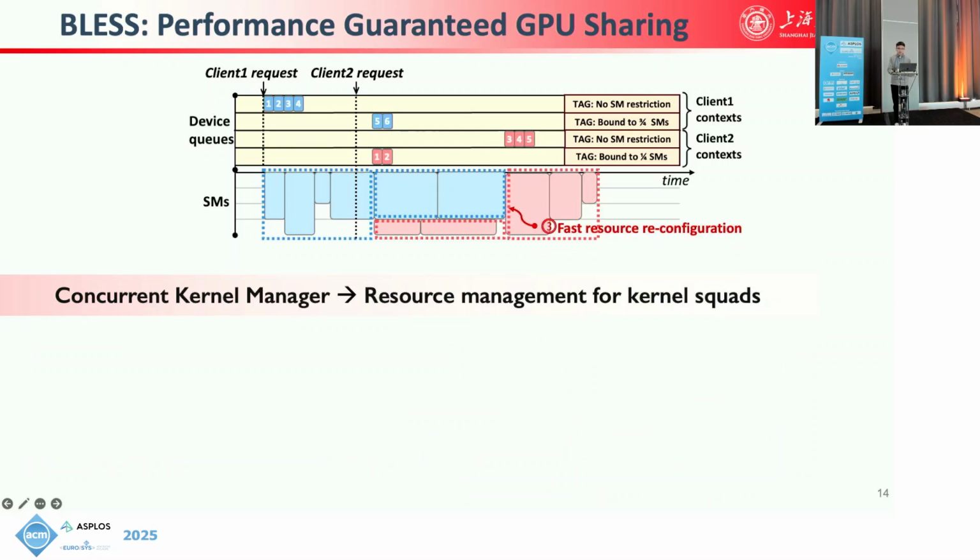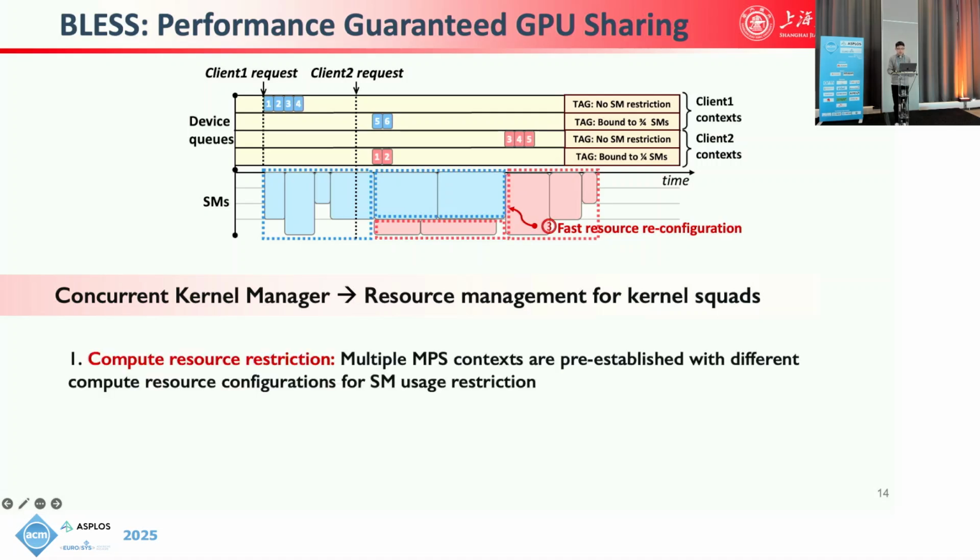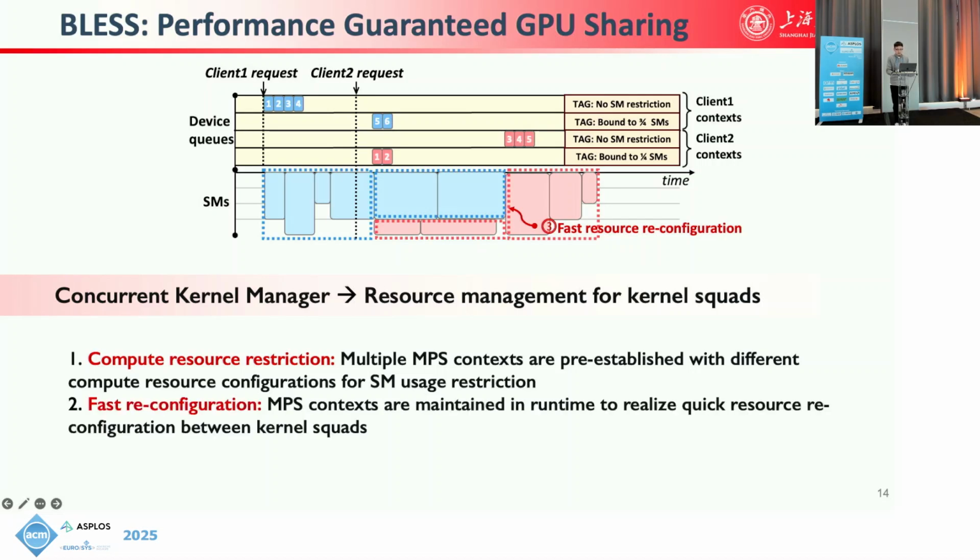Next, we developed a concurrent kernel manager to manage resources for kernel squads in practice. First, we pre-establish multiple MPS contexts, each with different compute resource configurations. This allows us to enforce compute resource restrictions for individual kernels. Second, these MPS contexts are actively maintained during runtime, enabling rapid resource reconfiguration as needed.